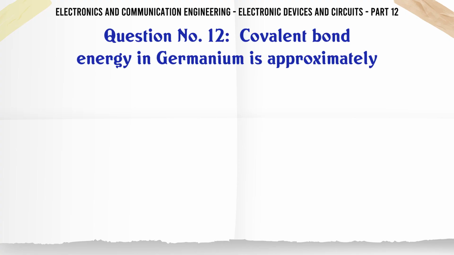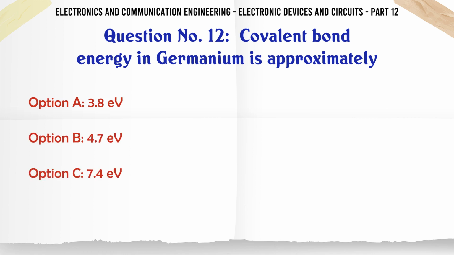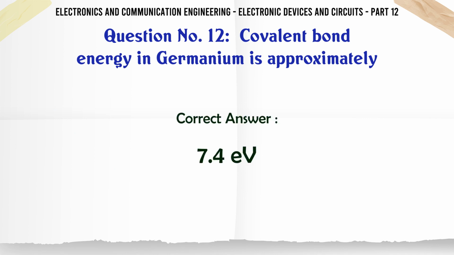Covalent bond energy in germanium is approximately A. 3.8 eV, B. 4.7 eV, C. 7.4 eV, D. 12.5 eV. The correct answer is 7.4 eV.